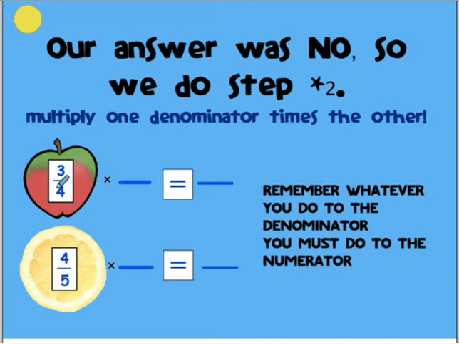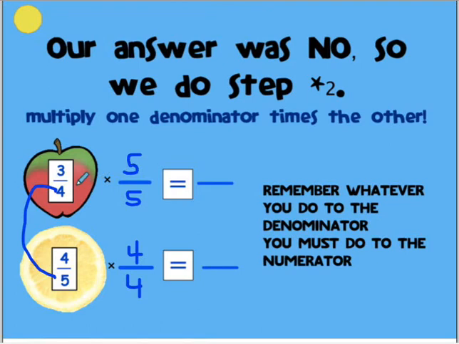I am going to move on to step number 2, which is I'm just going to multiply the denominators by each other. So I'm going to multiply the 4 times 5, and I'm going to multiply the 5 times 4. Now, just like we practiced before, whatever you do on the bottom, you have to do on the top. So here I'm going to put a 4, and up here I'm going to put a 5.